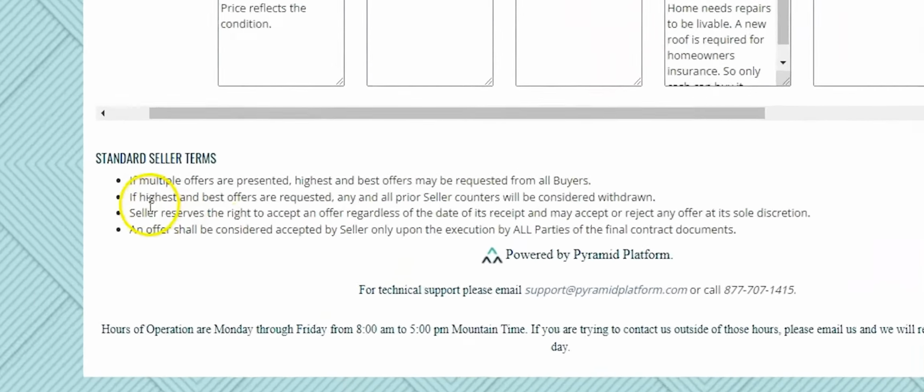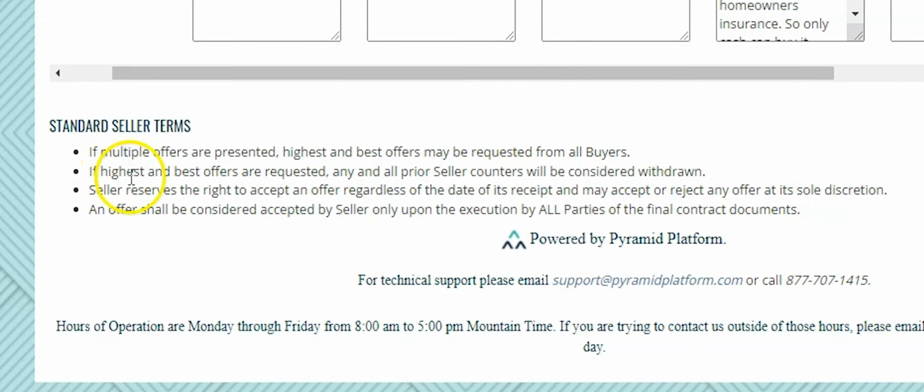Oh, I want to show you these quick little notes down here at the bottom. If multiple offers are presented, highest and best offers may be requested by all buyers. They're typically going to do that. I mean, 99% of the time, that's exactly what they're going to do. If highest and best offers are requested, any and all prior seller counters will be considered withdrawn. Basically, if they request highest and best, everything in the past is thrown out the window. Seller reserves the right to accept an offer regardless of the date of its receipt and may accept or reject any offer at its sole discretion. Basically, it's their property, their rules, take them or leave them.